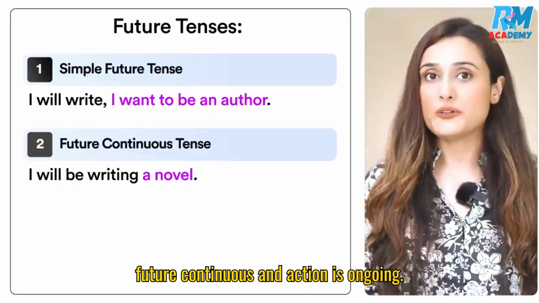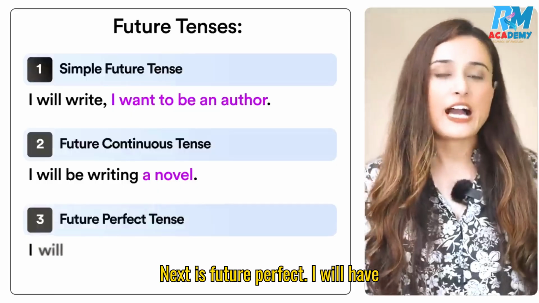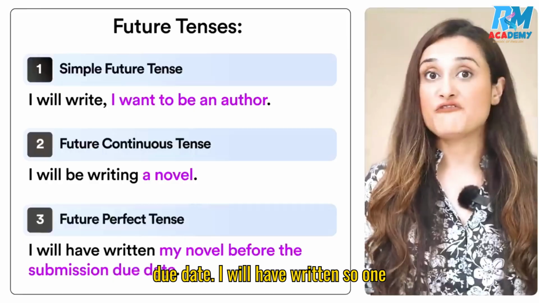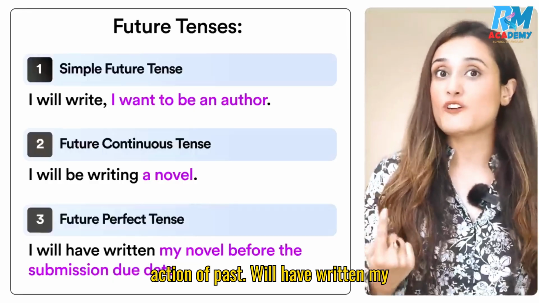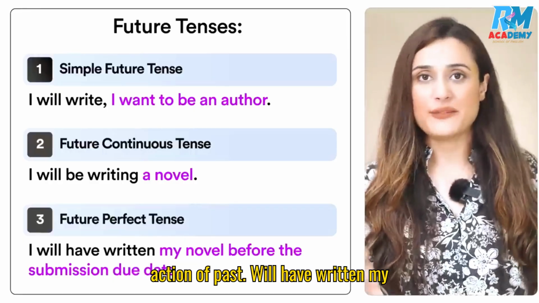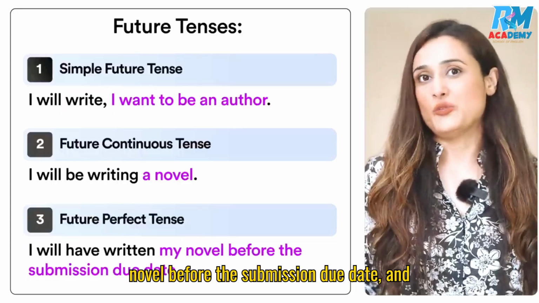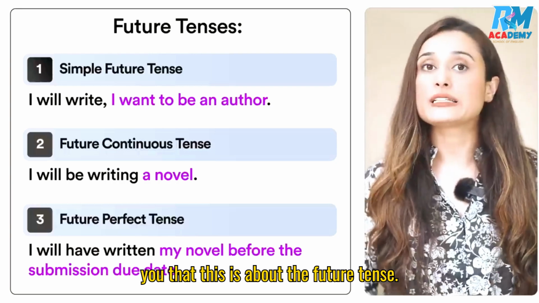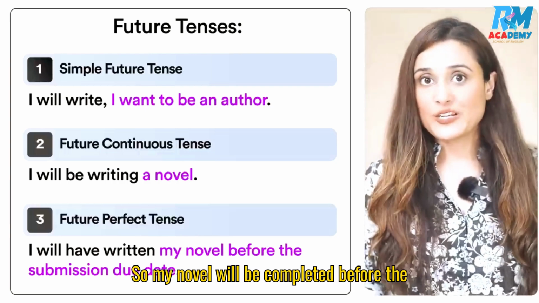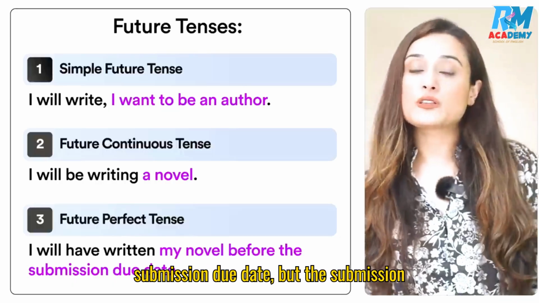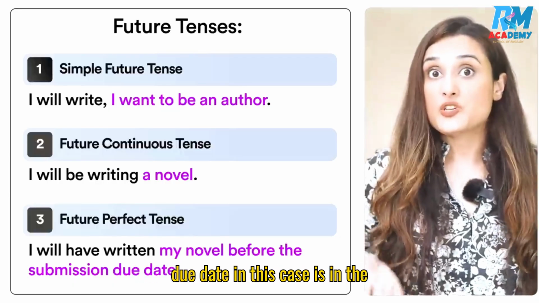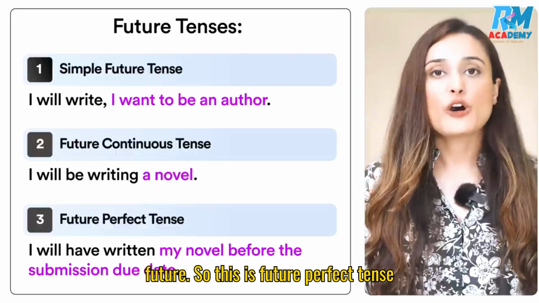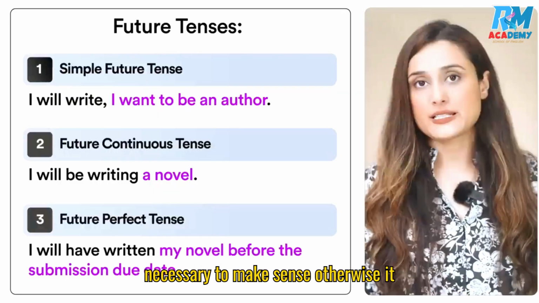An action is ongoing. Next is future perfect. I will have written my novel before the submission due date. I will have written. So one action of past. And since the word will is used, it's telling you that this is about the future tense. So my novel will be completed before the submission due date. But the submission due date in this case is in the future. So this is future perfect tense. A future reference point is necessary to make sense.